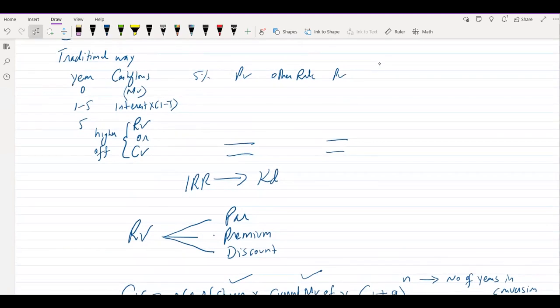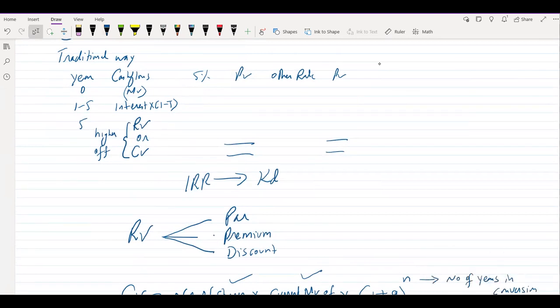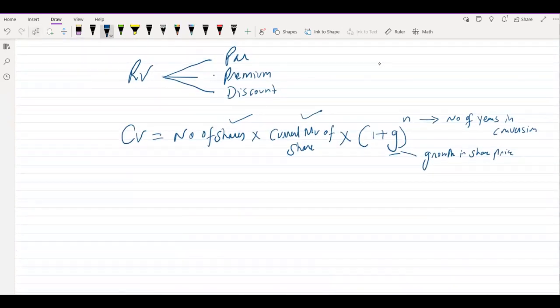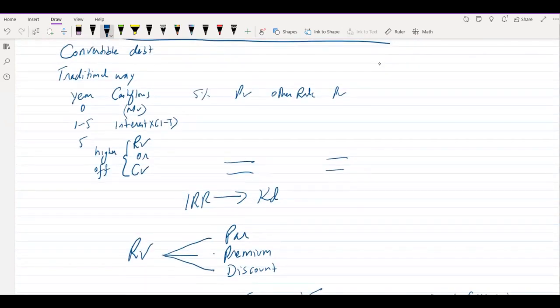And in the last year, either you take the redemption value or the conversion value. So, the tarika kya hai? Simply put the market value as a negative number. Simply write the after-tax value of interest. And then take the higher of redemption or conversion. IRR calculate kare, answer aa jayega.